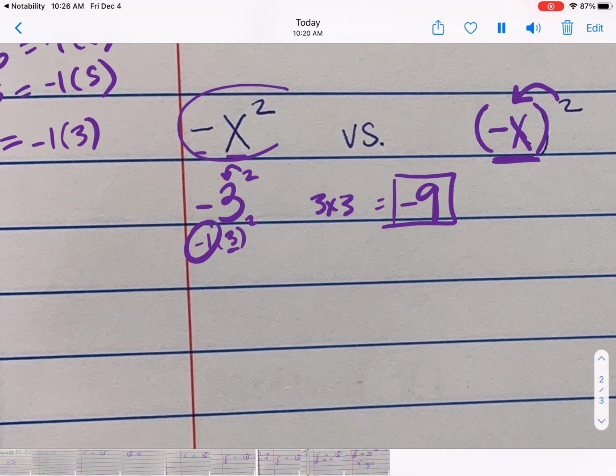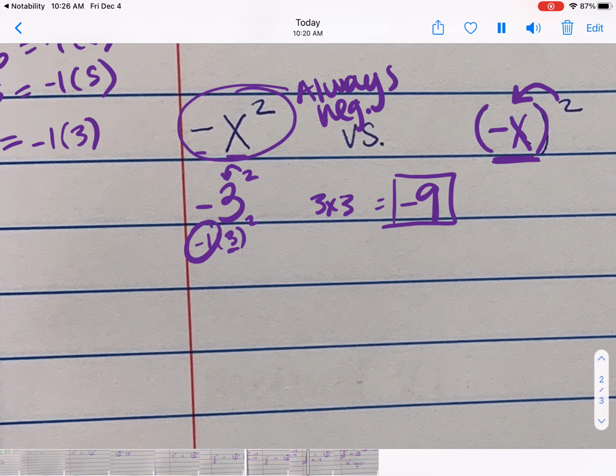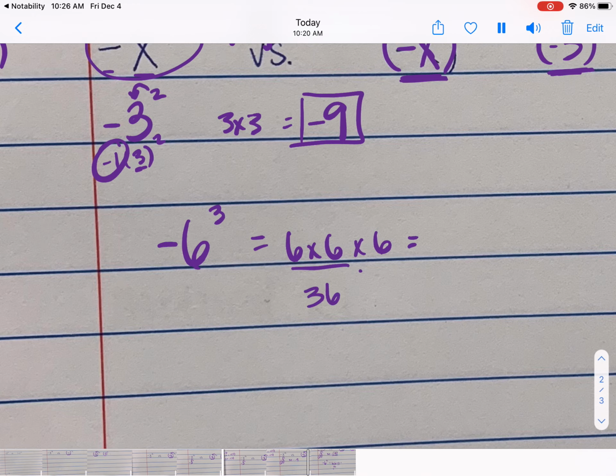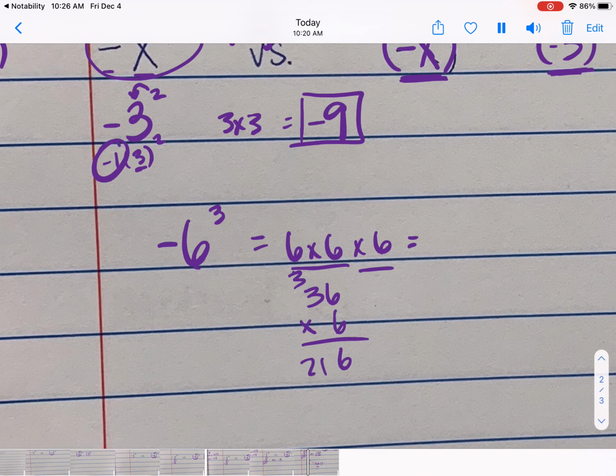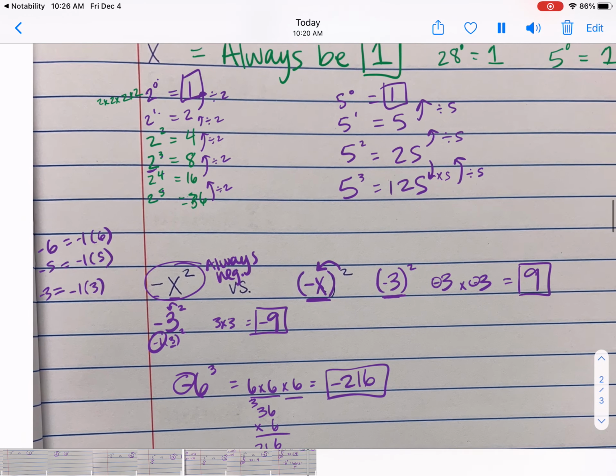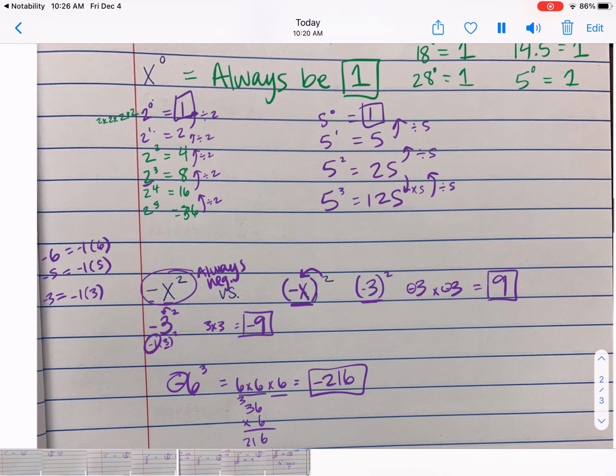So when you have something like this, your answer is always negative. So if I had -6 to the power of 3, I'm going to take 6 times 6 times 6. 6 times 6 is 36 times another 6. So 216. But don't forget, this negative is being multiplied by the whole thing, so this is actually negative 216. Okay? Don't worry about that last one. We're just talking about anything to the power of 0 and negative base numbers.